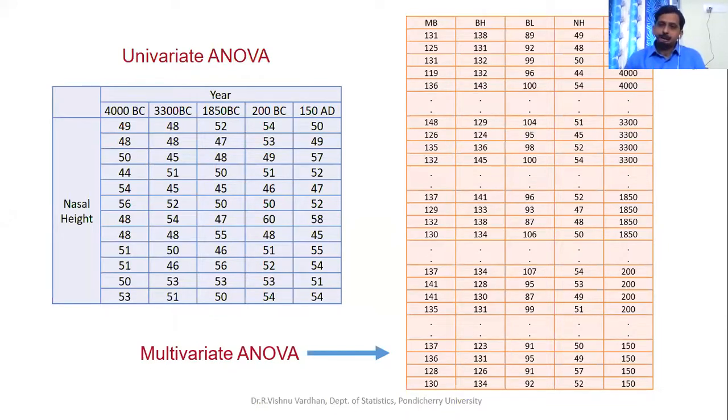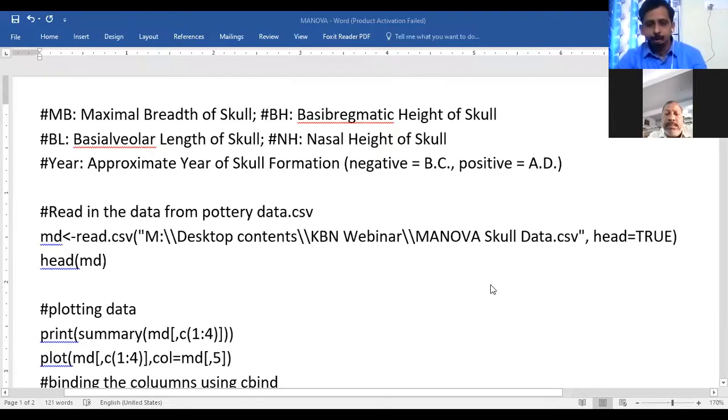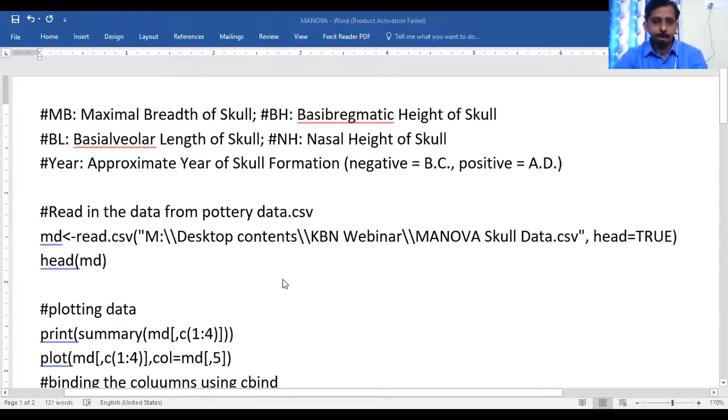So with a small introduction to the multivariate analysis of variance, we'll go further to understand the R code behind this particular MANOVA, and then slowly, one by one, we'll execute it and understand the outputs as well. Okay.